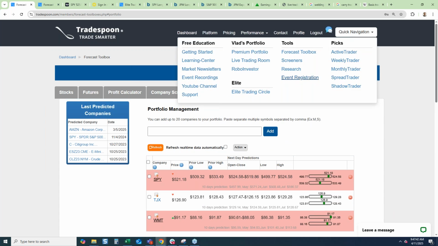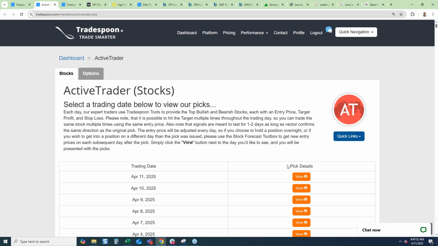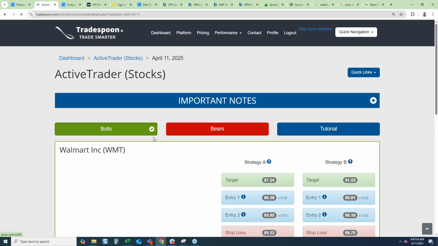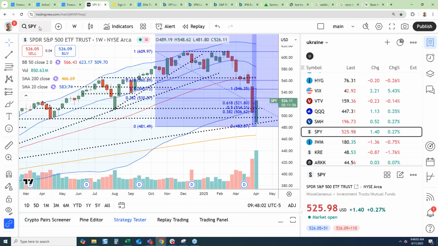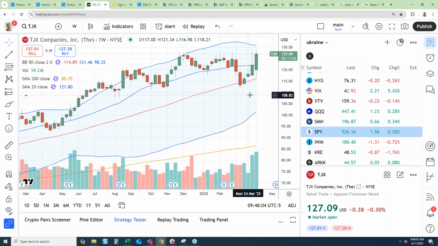The next great thing that I like is these models: Active Trader, Weekly Trader, Monthly Trader. Active Trader runs every day, weekly and monthly run on Sundays, and basically give you trade ideas. So today, the trade idea was Walmart. And actually yesterday it was TJX as well. But for whatever reason, TJX, right, despite all the fears of recession, is at all-time highs. I mean, don't ask me why, but it is, right? And the model finds it, right?